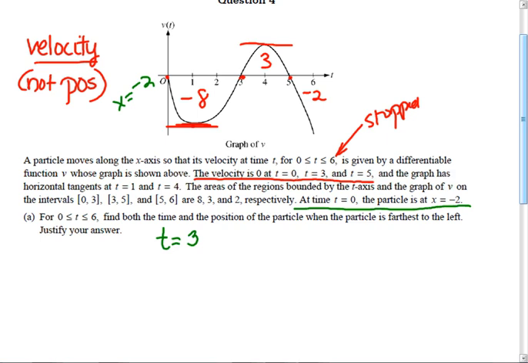It stops at 3. So what it's doing is it starts here at negative 2. It's moving to the left, and at about 1 second, it's going to be moving as fast as it could be. So just bear with me. So it's moving to the left, and it's going to speed up, and then it's going to start slowing down, and then it's going to stop. It's going to turn around, and then it's going to go this way. And it'll be going really fast by the time it gets to 4. And it's going to have to slow down again, because it has to stop at 5.